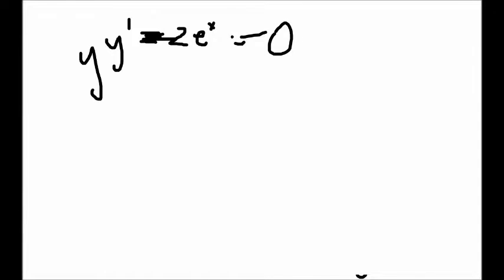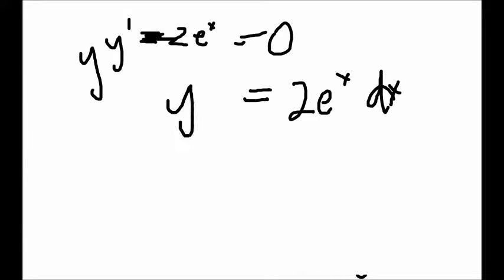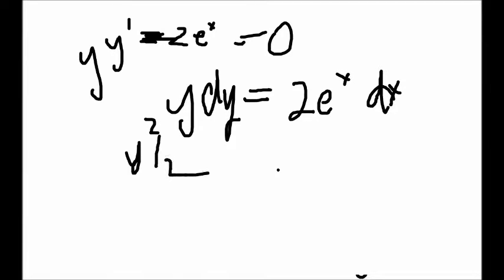Alright, last example, we have y prime equals 2e to the x. Oh, sorry, this is a minus, and that equals 0. Now we have to separate, and so this will equal 2e to the x dx, y dy. So y squared over 2 equals 2e to the x plus c.